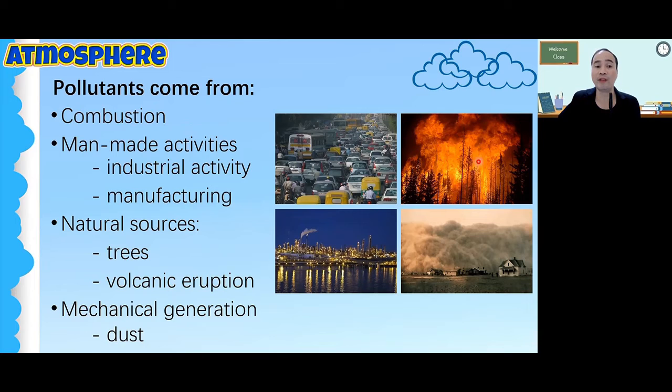So this one is your wildfire. We also have here your man-made activities. So we have here your cars, or the smoke from the cars, your motorcycles, your buses. We also have here your factories, your industrial activity, and your manufacturing. We also have here your natural sources, your trees, because they release carbon dioxide, and we also have here the explosion or the eruption of your volcanoes. We also have here the mechanical generation, just like the dust or your sandstorm formation.